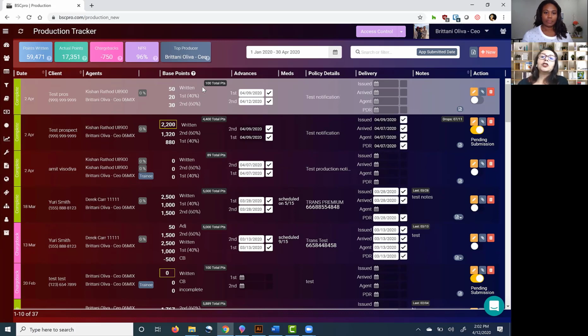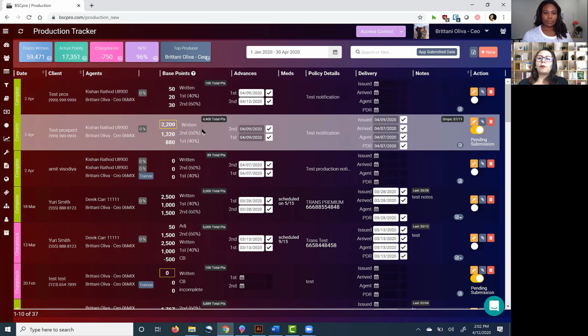So in line 2, for example, there's 2,200 written points, but that 2,200 is going to my credit. The total points written on this piece of business was 4,400. And BSCpro takes it and does all the math. When that first advance, we'll go into that in a little bit, but the first advance check mark is checked, then you'll see that first 40%. And then the second one, it'll do the 60%. And then it should all add up to the points that you are given in you or your base shop.